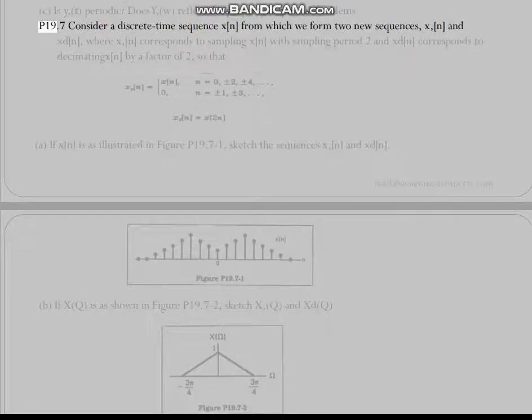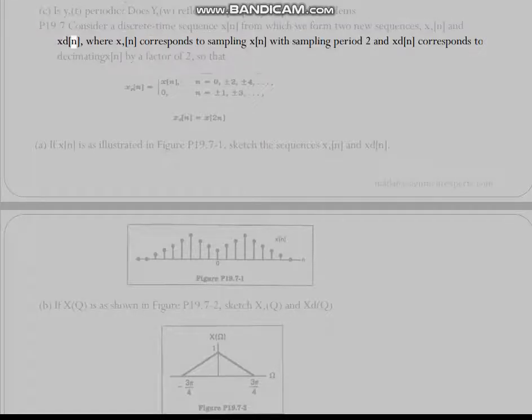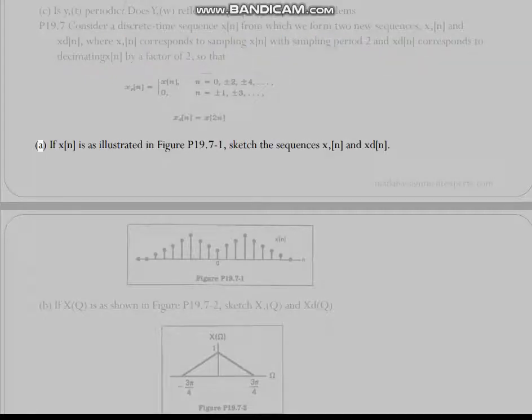Optional problems. P19.7 Consider a discrete time sequence x[n], from which we form two new sequences, x_s[n] and x_d[n], where x_s[n] corresponds to sampling x[n] with sampling period 2 and x_d[n] corresponds to decimating x[n] by a factor of 2. A. If x[n] is as illustrated in figure P19.7-1, sketch the sequences x_s[n] and x_d[n].